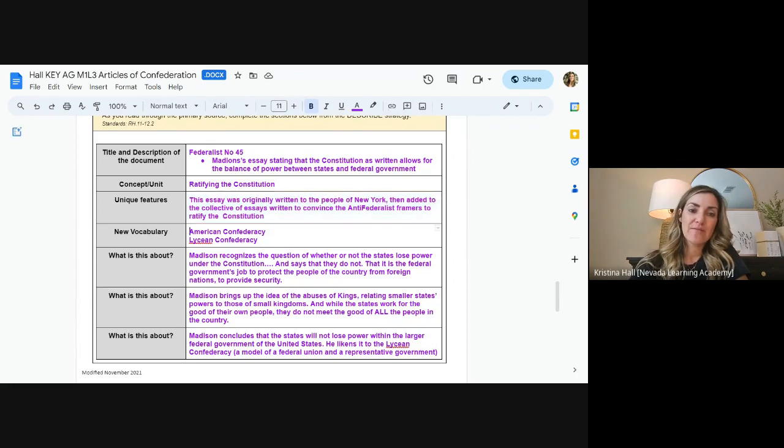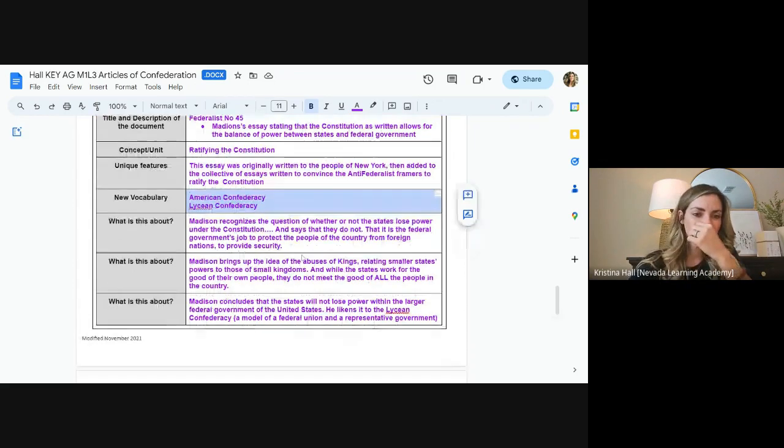So new vocab: American Confederacy, Winikian Confederacy. Okay, so what is this about? This kind of breaks it up into different sections.